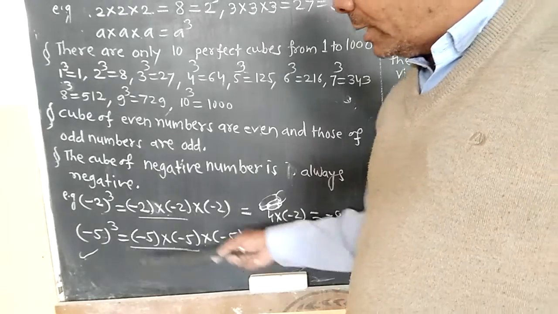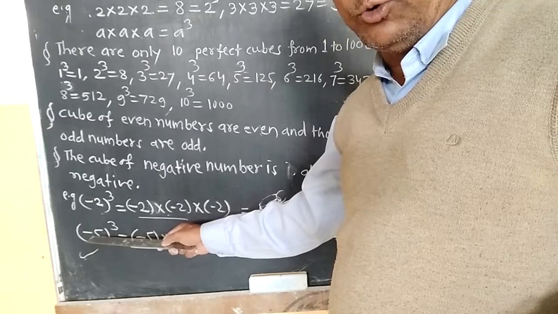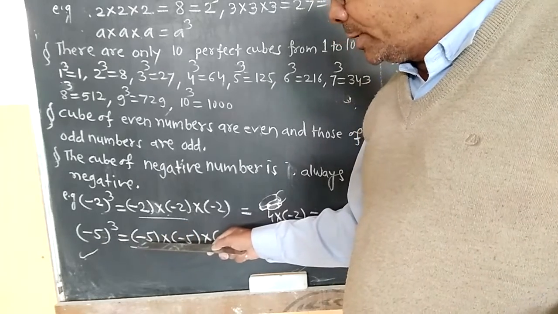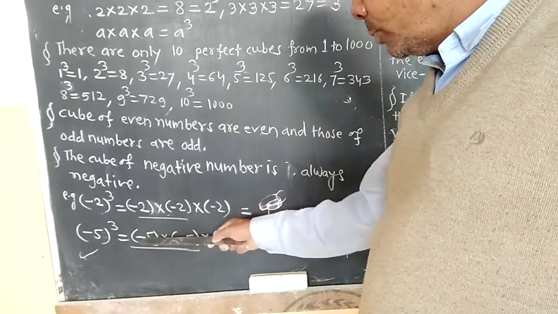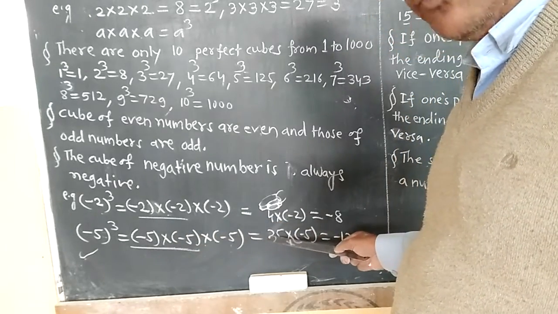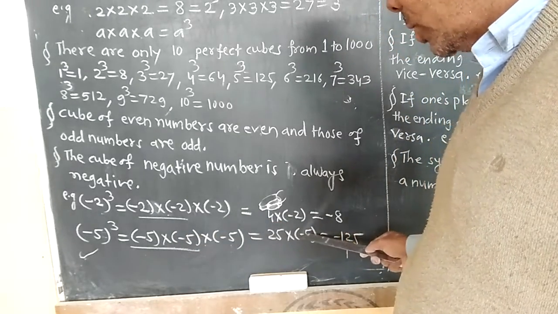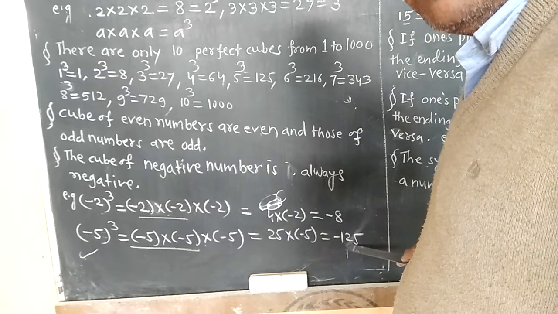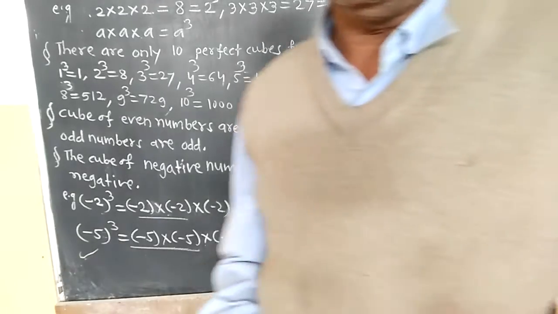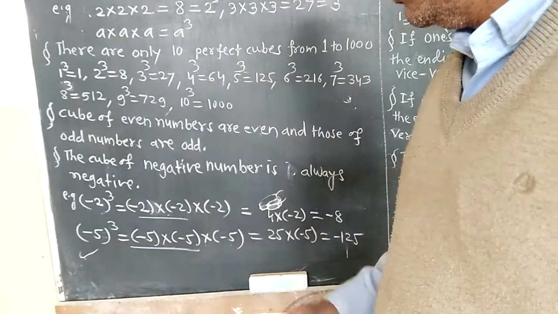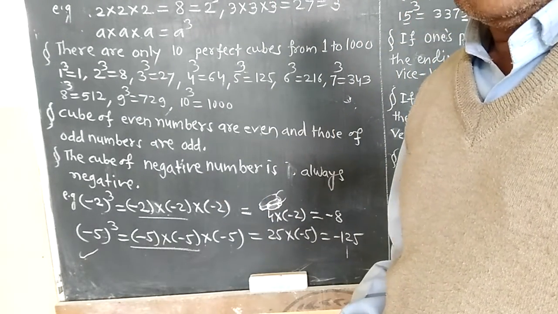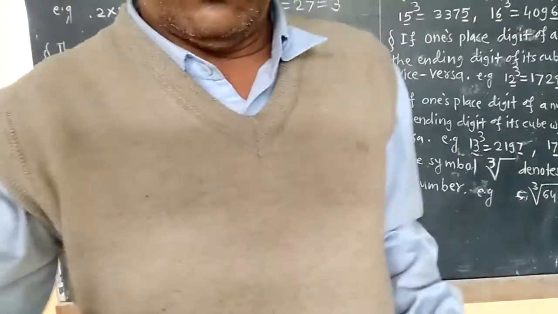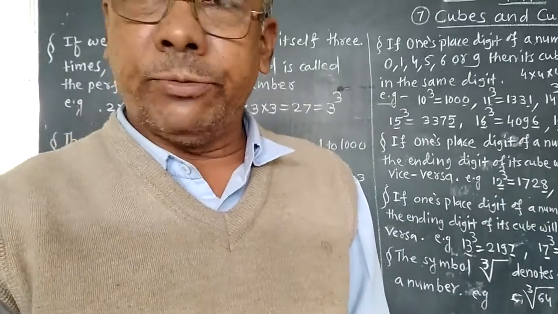We will take one more example, that is minus 5 cube. Here minus 5 cube is minus 5 into minus 5 into minus 5. So minus 5 into minus 5 will be 25, and 25 into minus 5 will be minus 125. In this way, the cube of a negative number is always negative, and we know that the cube of a positive number is always positive.